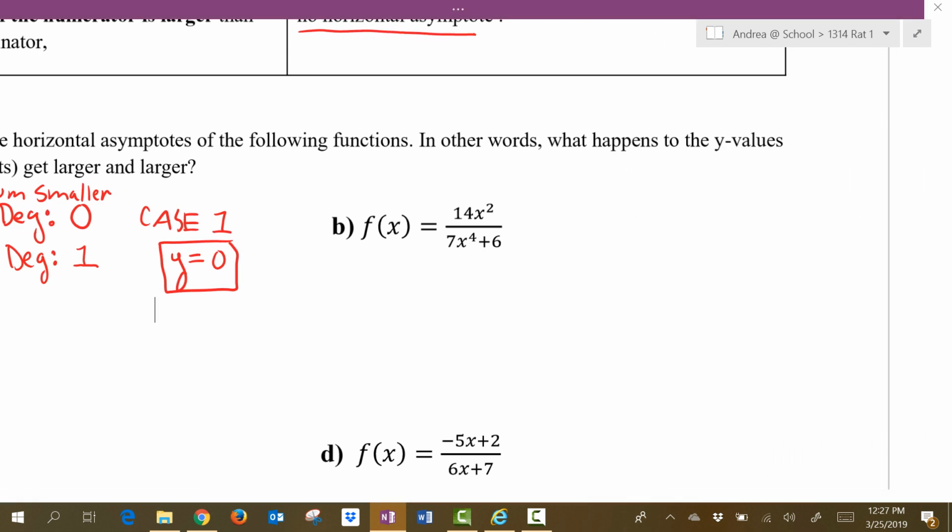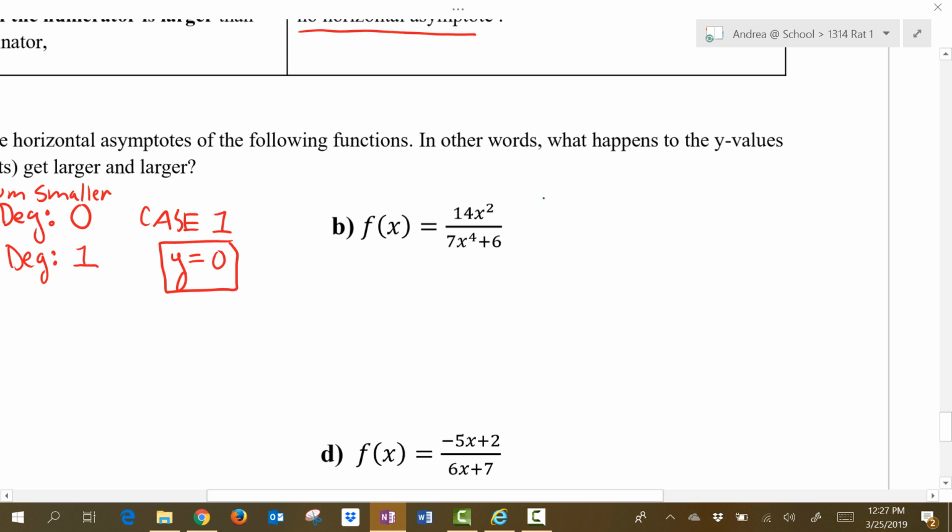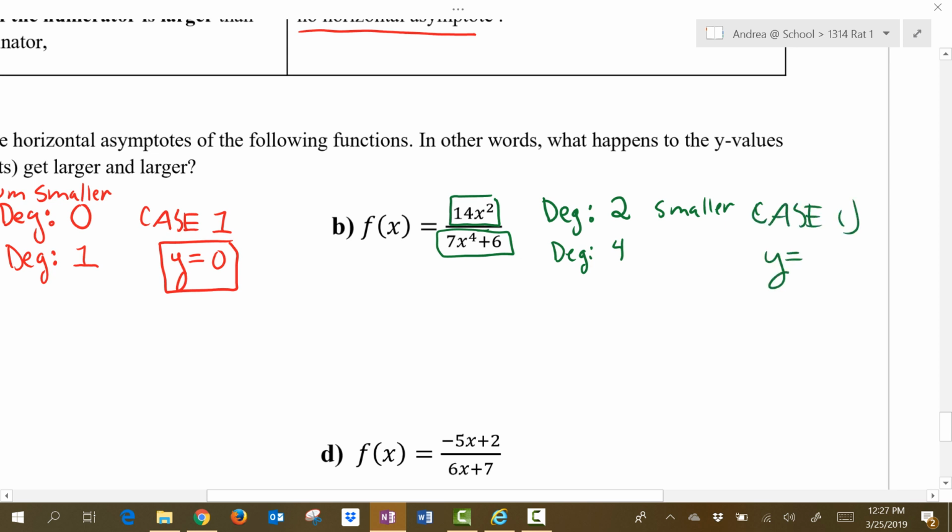Alright, for part B, we want to determine the horizontal asymptote. So we will compare degrees. The degree of the numerator would be 2. The degree of the denominator, in this case, would be 4. The degree of the numerator is smaller. So in this case, we would call this case 1, and the horizontal asymptote would be the horizontal line y equals 0. That's also the same thing as the x-axis.